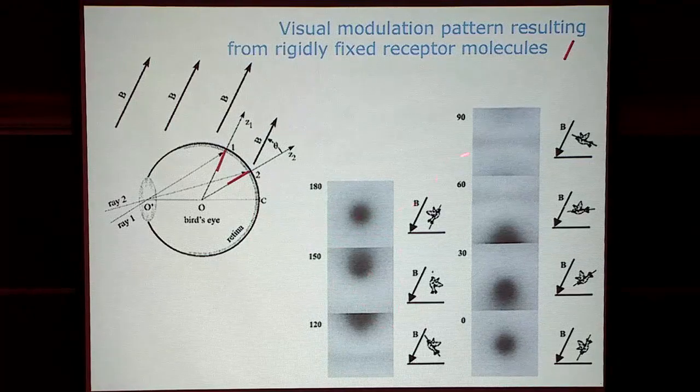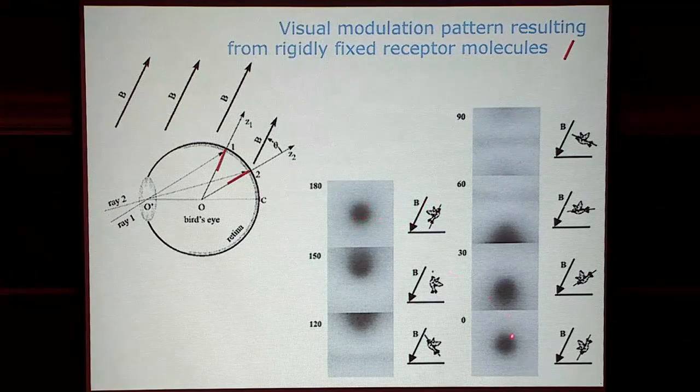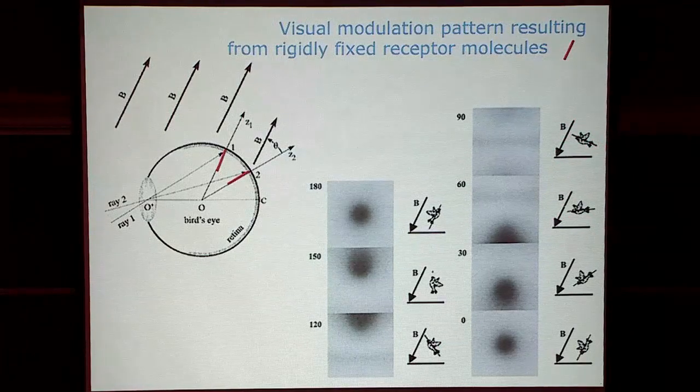What's summarized here on the right is the visual map that the brain of the bird would see if its head is pointing 180 degrees with respect to the Earth's magnetic field, that would be this one. 0 degrees, that's this one. Notice 0 and 180 are the same. 150 degrees or 120 degrees. Here is this one with 90 degrees, perfectly perpendicular to the Earth's magnetic field. And then 60 and 30. So this equivalence between 0 and 180 means it's an inclination compass.